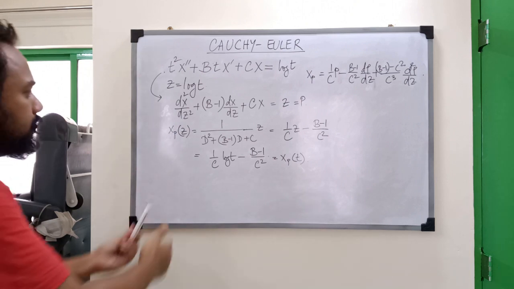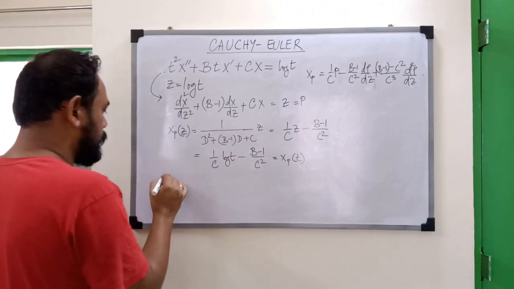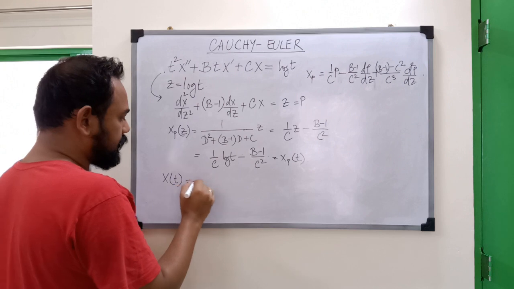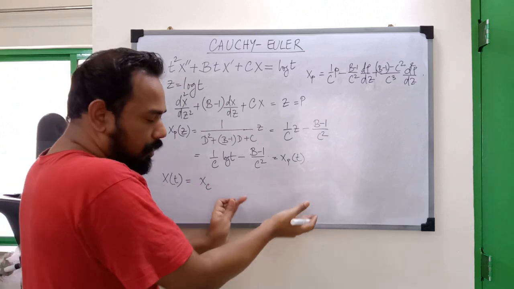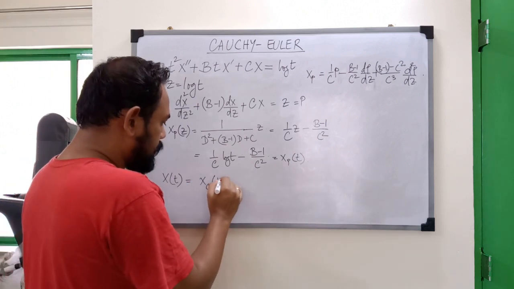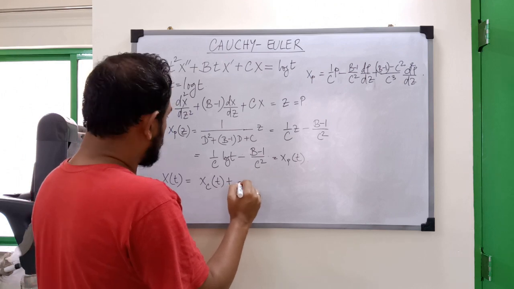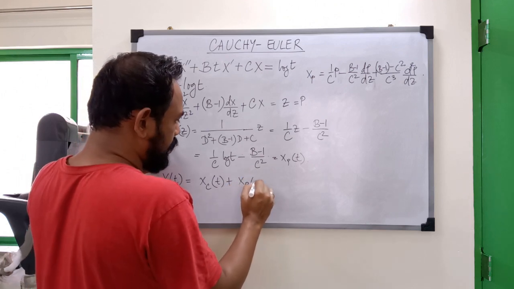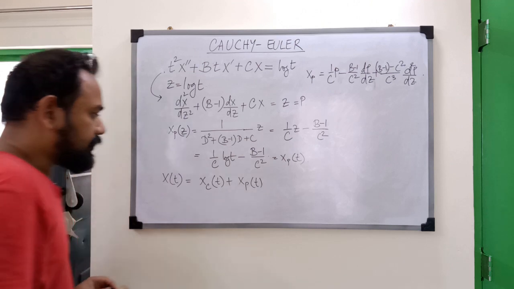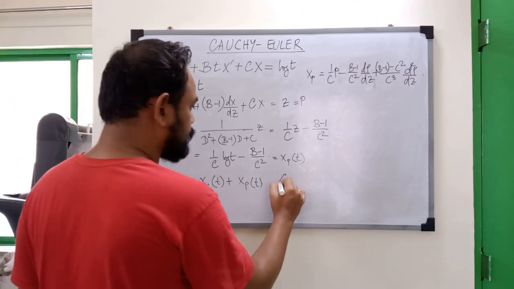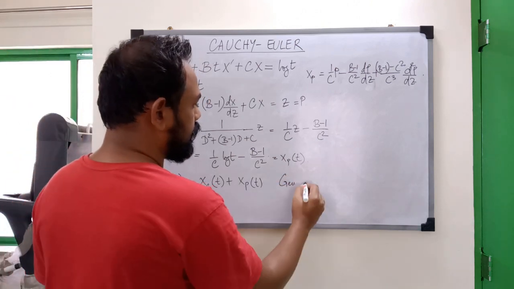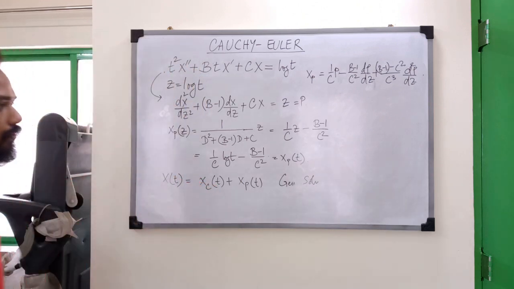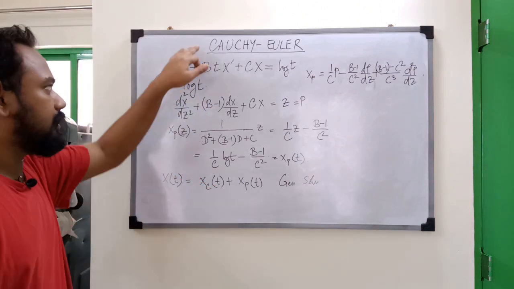So the way you solve this, and that's the entire thing, is you just put all of them together. The entire solution will be whatever the complementary function comes out to be, plus the particular solution, and that's your general solution. So this is how you solve the Cauchy-Euler form.